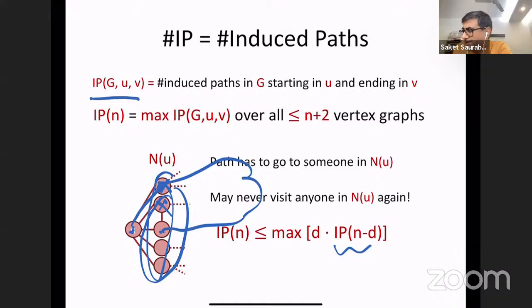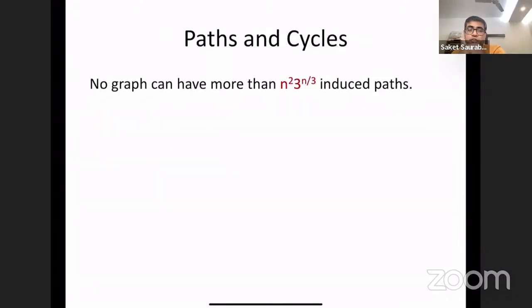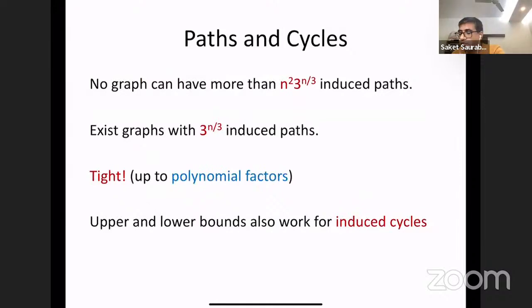And how can you do that? By just deleting all these vertices except this one, and in the remaining graph you delete this, and you want to find a path starting at this vertex. Again, like before, you can show that this is at most 3 to the power n over 3. So you can show that no graph can have more than this many induced paths, and there exist graphs with this many induced paths, as we have shown, so this is tight up to polynomial factors. Upper and lower bounds are also known for induced cycles, but we will not talk about that.